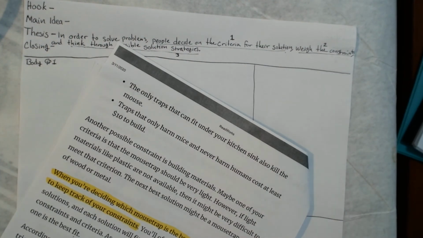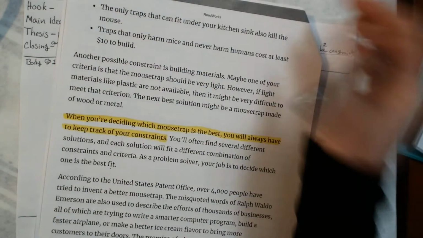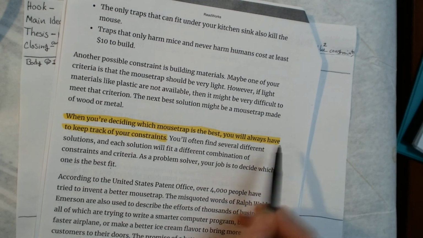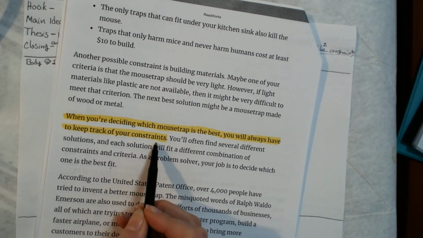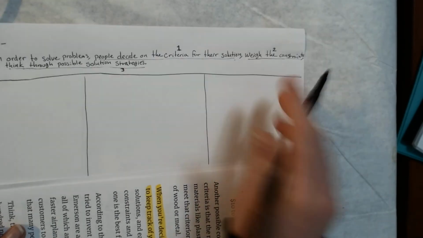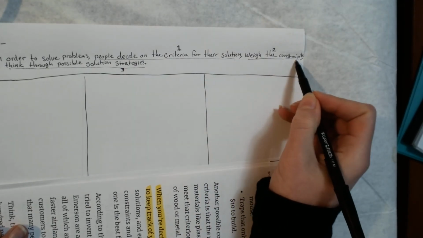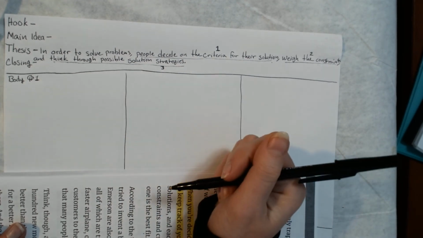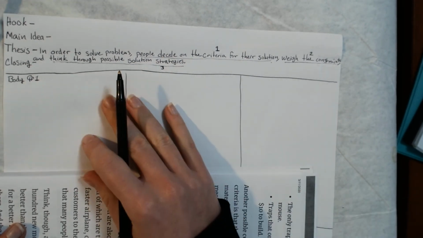And then I have my third piece of text evidence. I highlighted the words, When you're deciding which mousetrap is the best, you will always have to keep track of your constraints. This speaks to constraints. That's why I chose the words weigh the constraints in part of the steps, part of those 3 things that people do when they're deciding how to solve a problem.